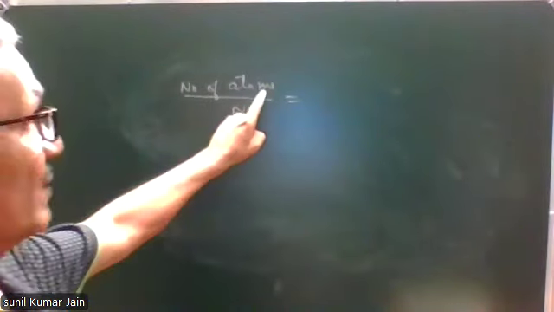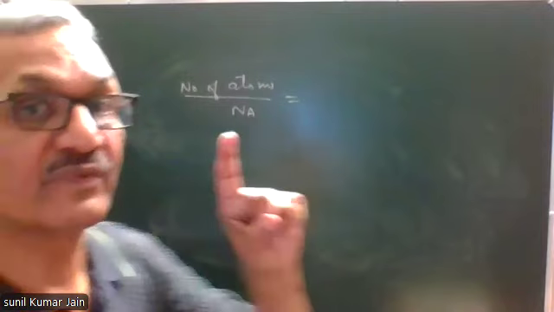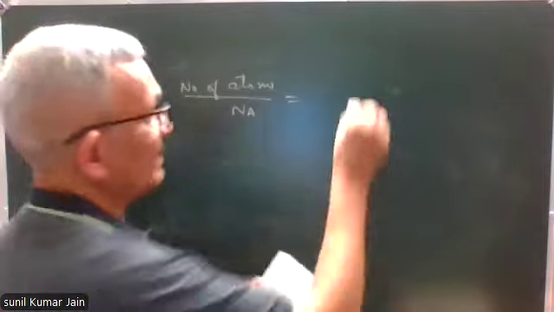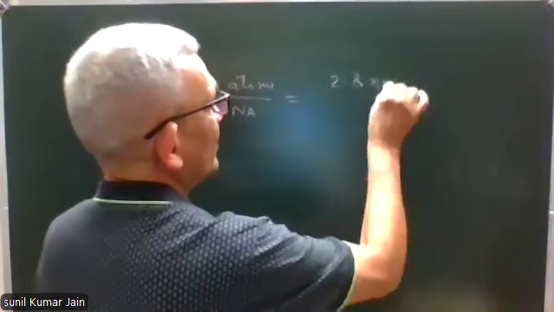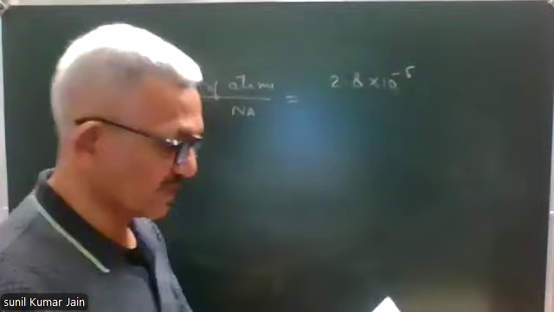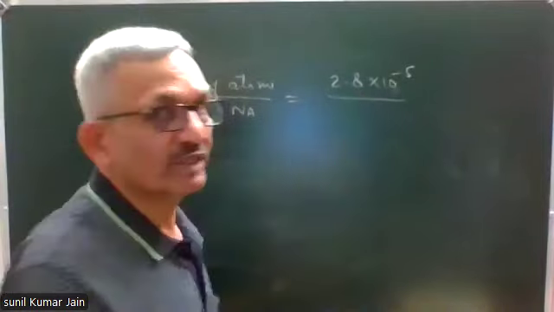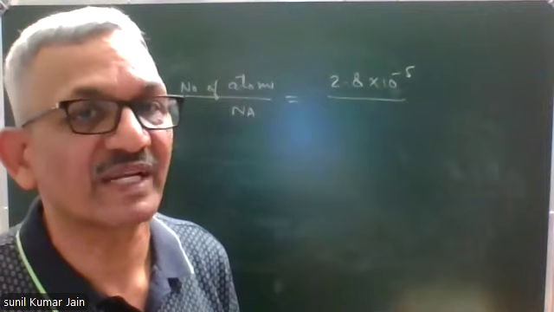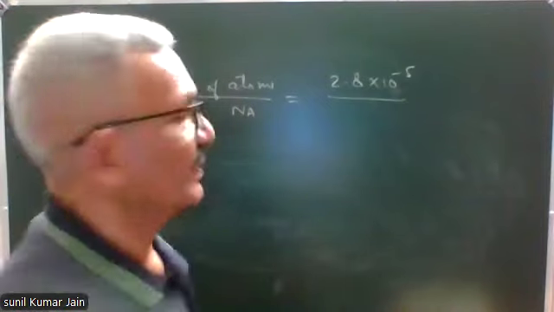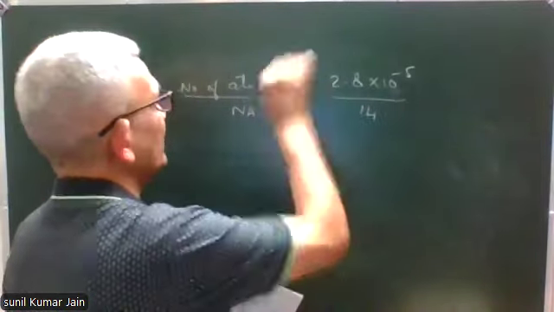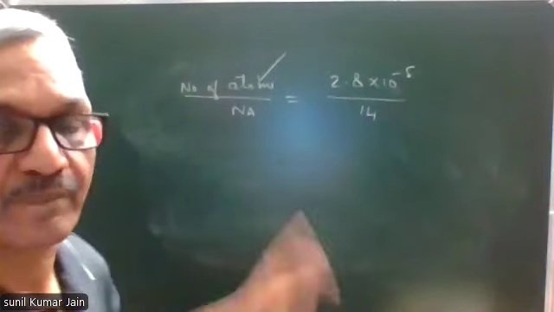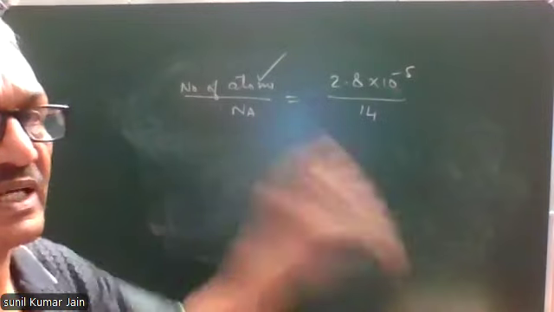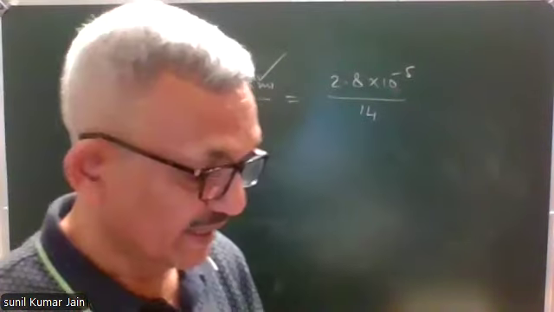See, we have to calculate the number of atoms. Therefore, we use atomic weight. So the weight given is 2.8 into 10 to the power minus 5 gram divided by the atomic weight of nitrogen. You are supposed to remember the atomic weights of some simple elements. Nitrogen is one of them, and the atomic weight is 14. This numerator will be the answer. You know the value of Na. Na is 6.022 into 10 to the power 23.